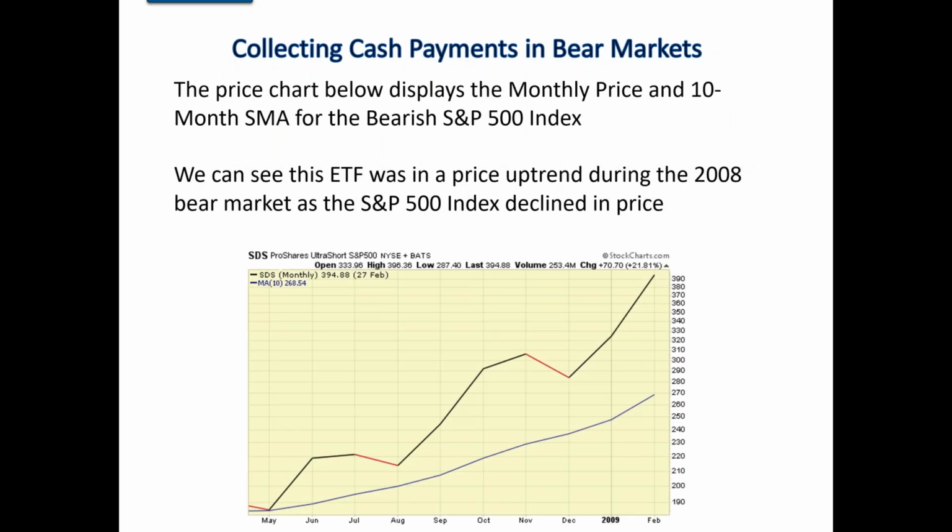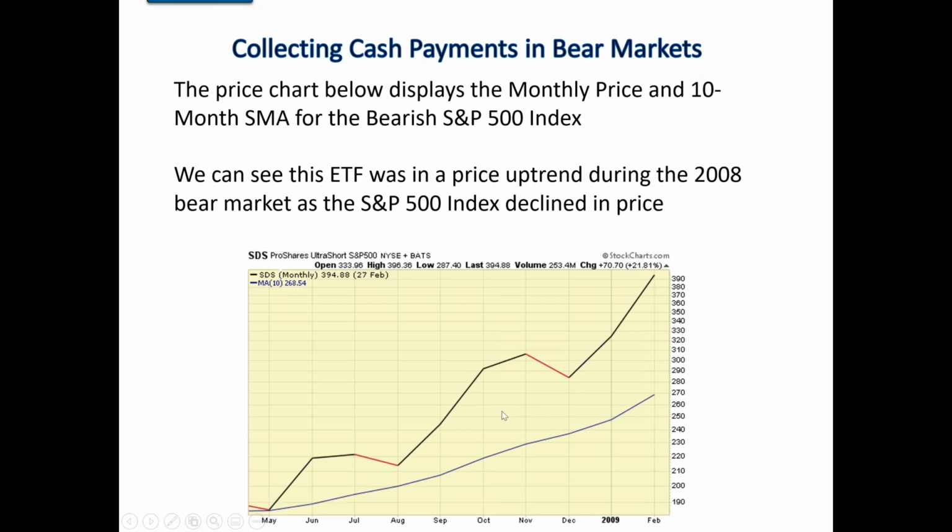And this is just an example from the 2008 bear market. This is a snapshot of the SDS, an inverse ETF on the S&P 500. The black and red line is the monthly price, and this blue line is a 10-month simple moving average.